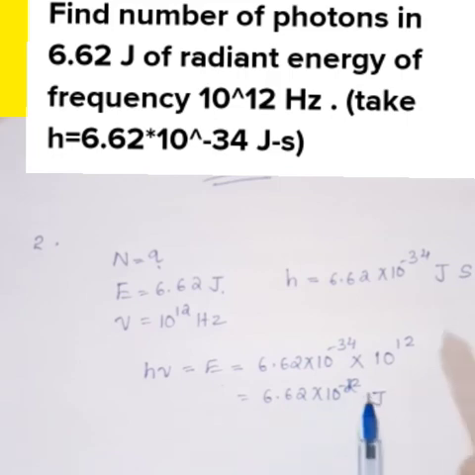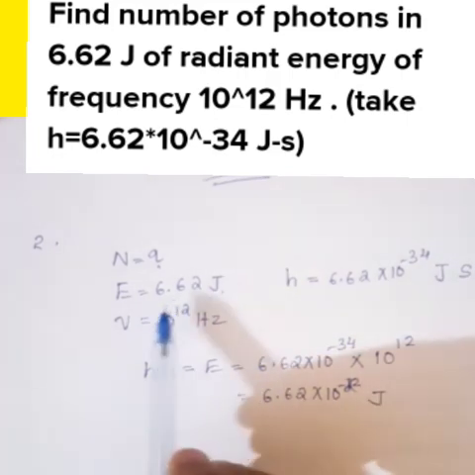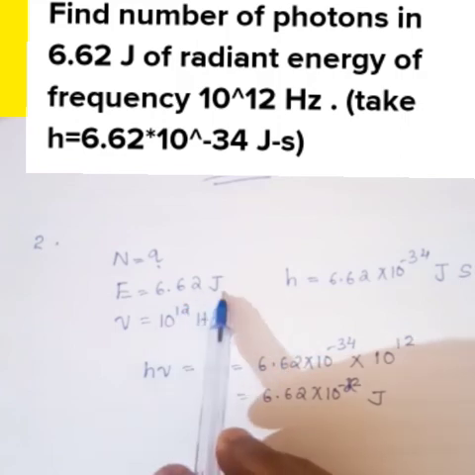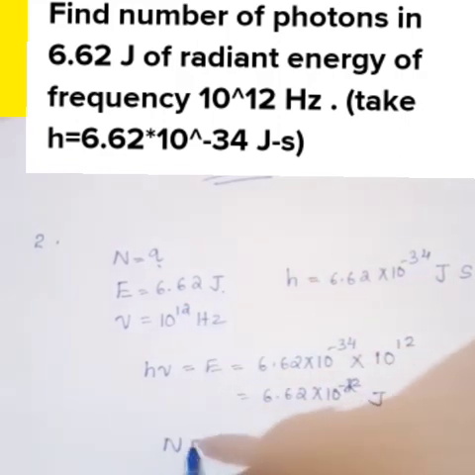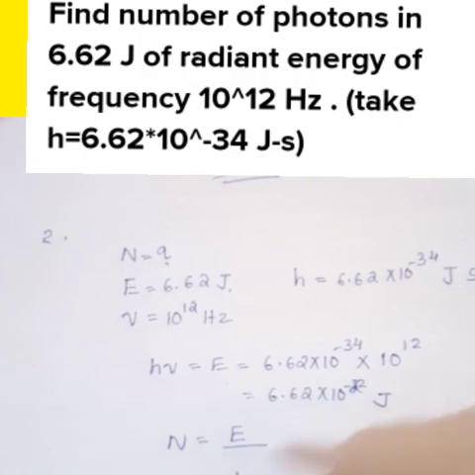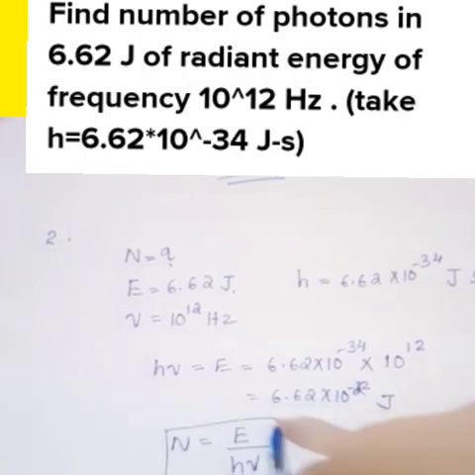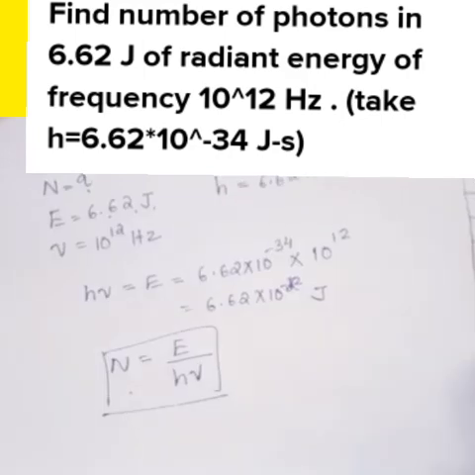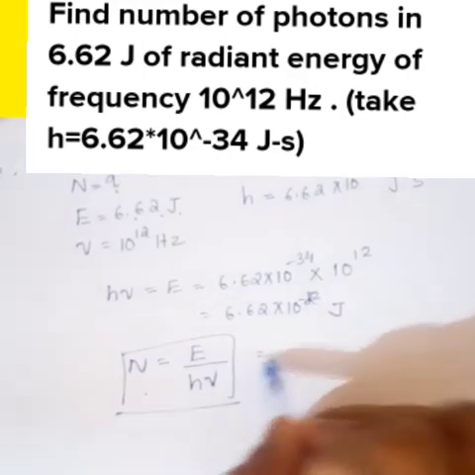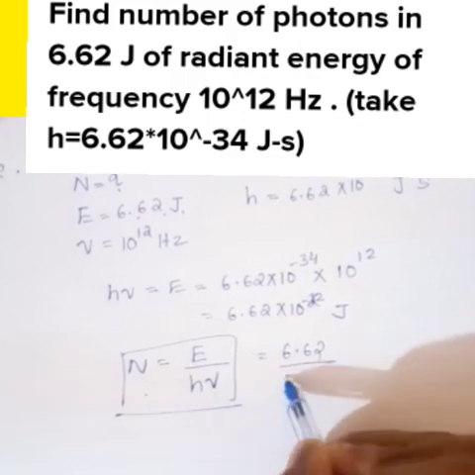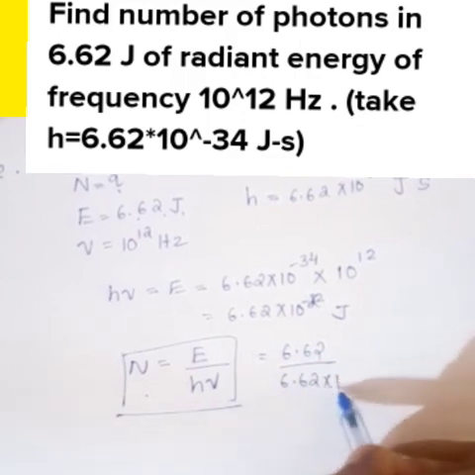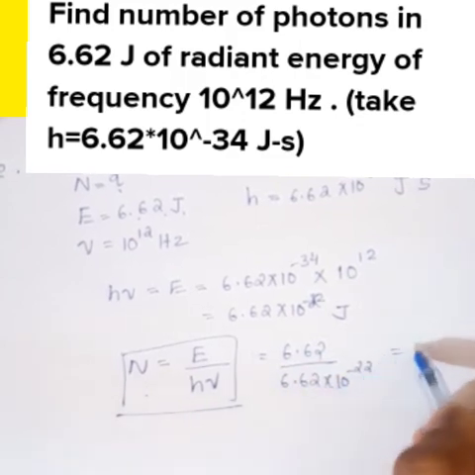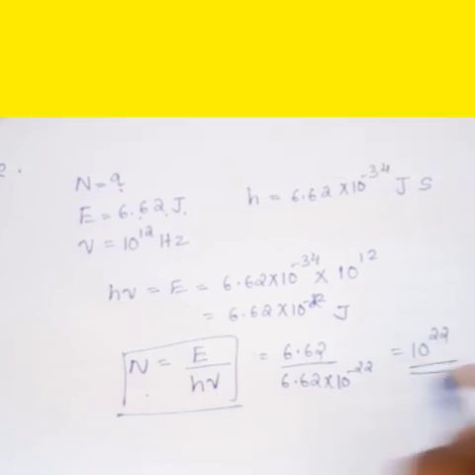The number of photons present in 6.62 joule of radiation energy: N is equal to E divided by h nu. Then you substitute the values. E equal to 6.62 divided by 6.62 into 10 raised to minus 22, which is equal to 10 raised to 22 photons are present.